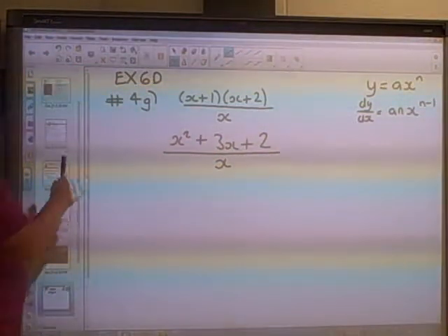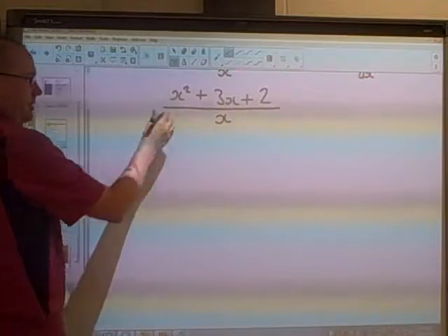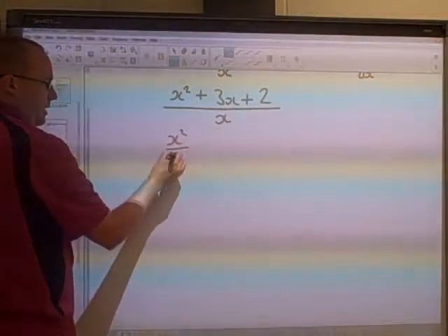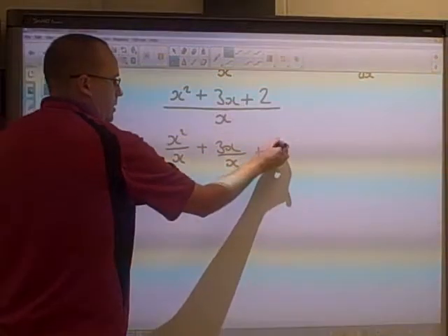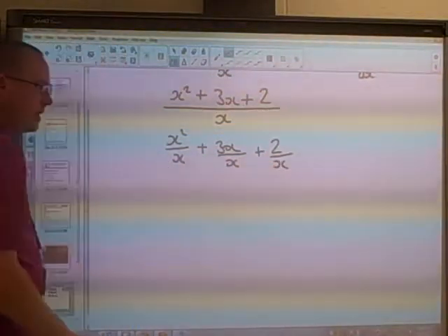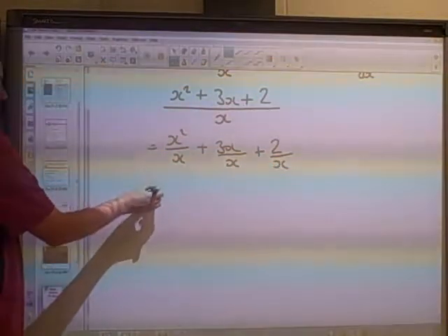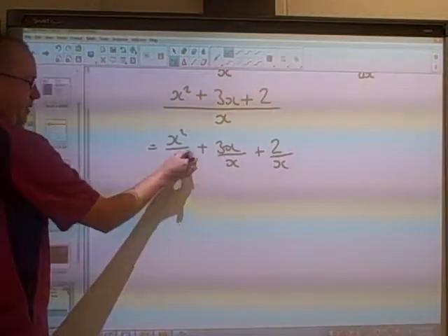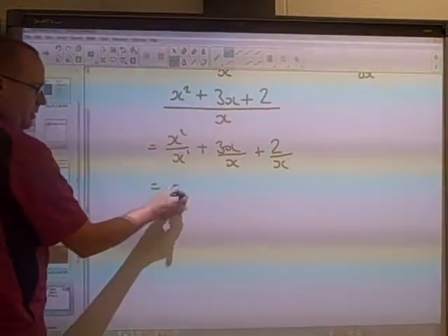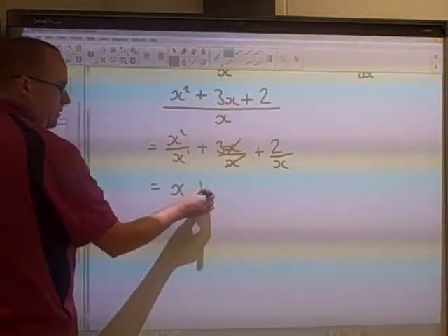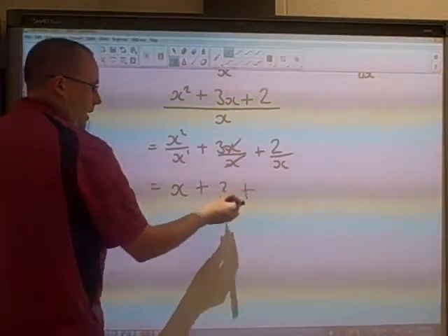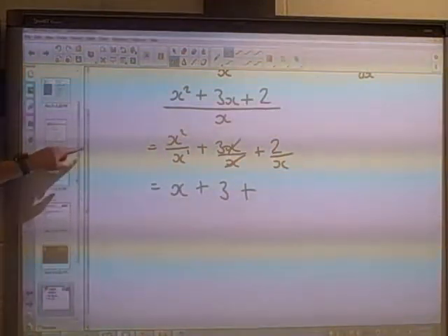Now what I can do is split this up. So I can say it's x squared over x plus 3x over x plus 2 over x. Now when I come to simplify this, x squared divided by x, subtract the powers, 2 take away 1 is just 1, so x by itself. The x's will cancel here, so I get 3. And 2 over x is just 2 over x.